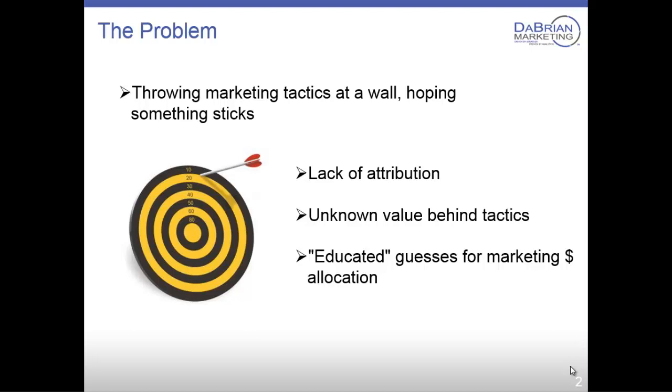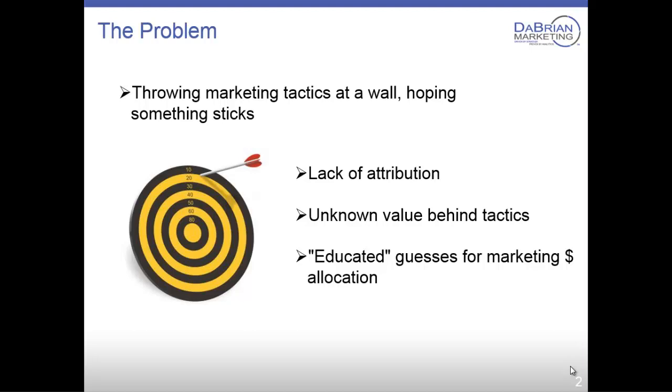The problem is that there's no way to measure it or effectively demonstrate whether or not those marketing tactics led to the outcome that they wanted. There's a lack of attribution for all these methods, and thusly there's no value behind the tactics. A lot of these companies and organizations are essentially making educated, quote-unquote, guesses for where to allocate their marketing money.